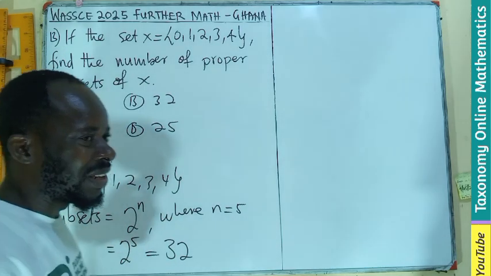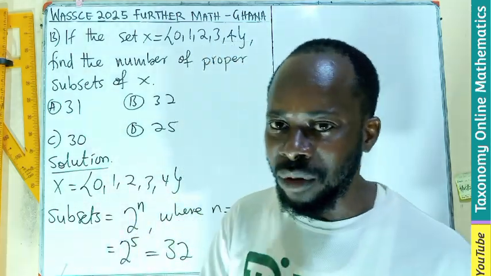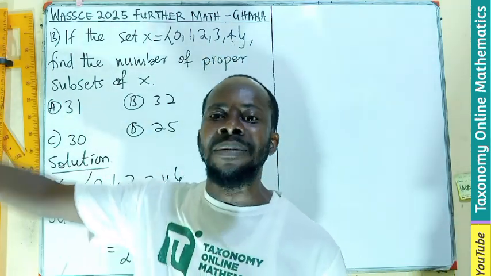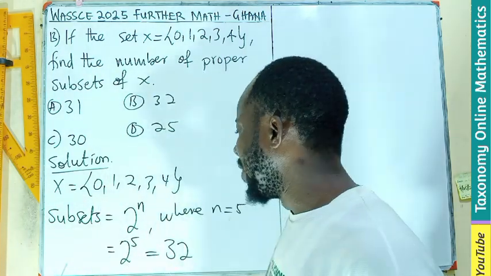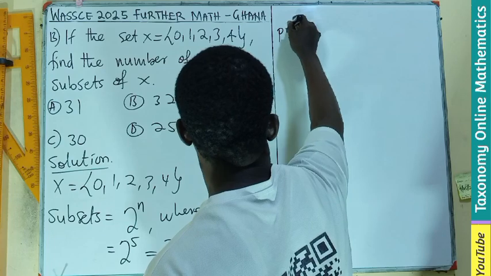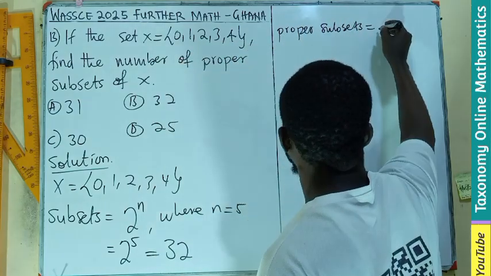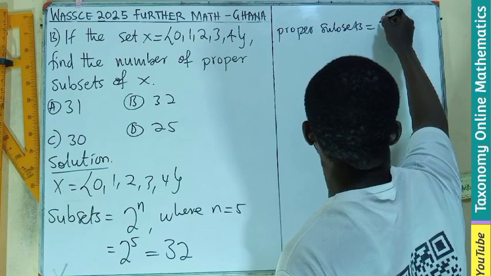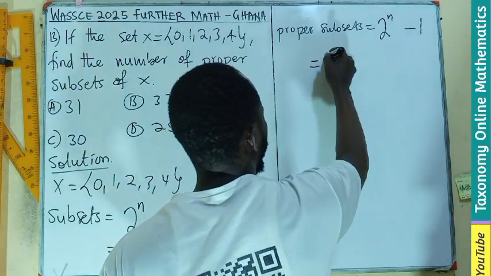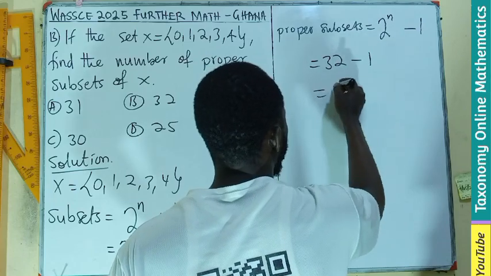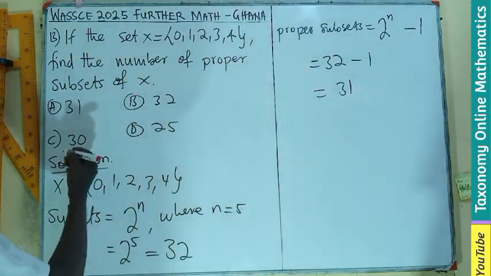32. But the question is asking for proper subsets. The subsets include the set itself and the empty set. But the set itself is not a proper subset. So the number of proper subsets equals 2 exponent n minus 1. That gives you 32 minus 1 equals 31.